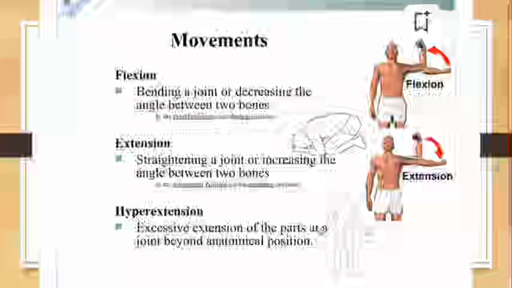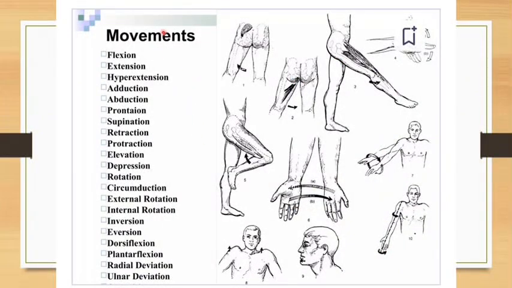So these are various movements: flexion, extension, hyperextension, adduction. Adduction means that you are moving your arm towards your trunk, towards the midline. Abduction means that you are moving your arm away from the midline. We've spoken about pronation, supination, retraction, all these ones. Just try and read on it.